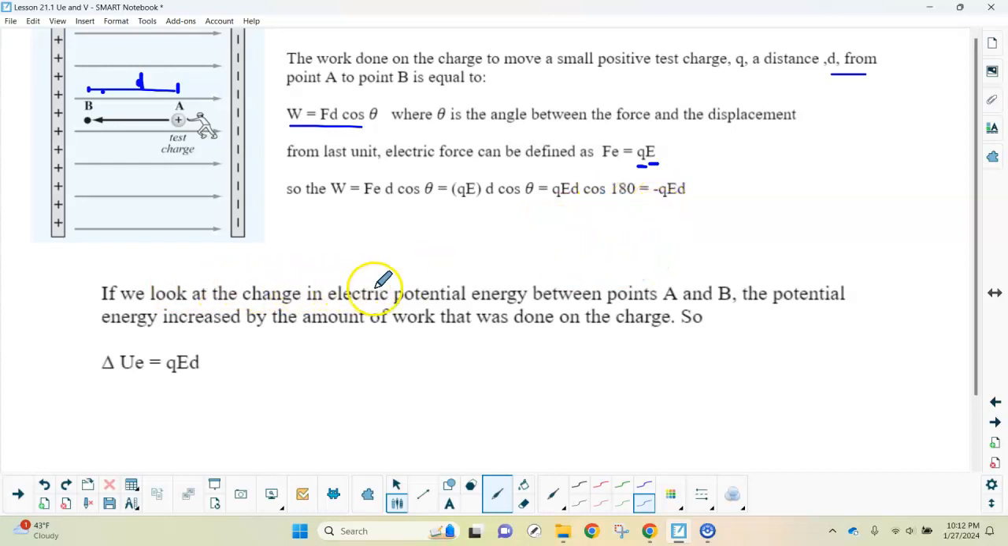If we look at the change in electric potential energy between points A and B, the potential energy increased by the amount of work that was done on the charge. It took the energy out of me, which is this negative QED, and put it into the system. So the change in potential energy is equal to QED, where D is the distance that the charge is moving in a uniform electric field, Q is the amount of charge that you're moving, and E is the electric field strength. That's dependent upon the capacitor.